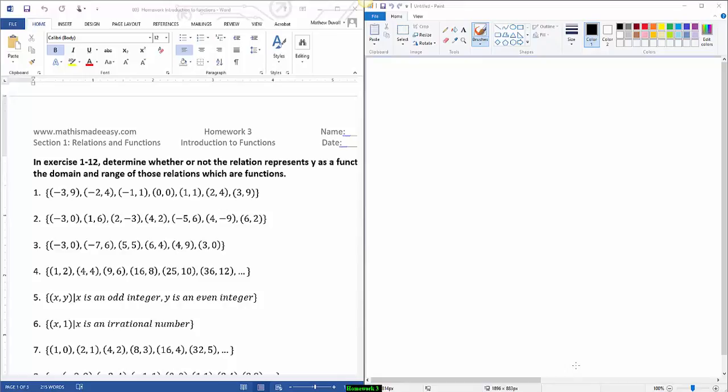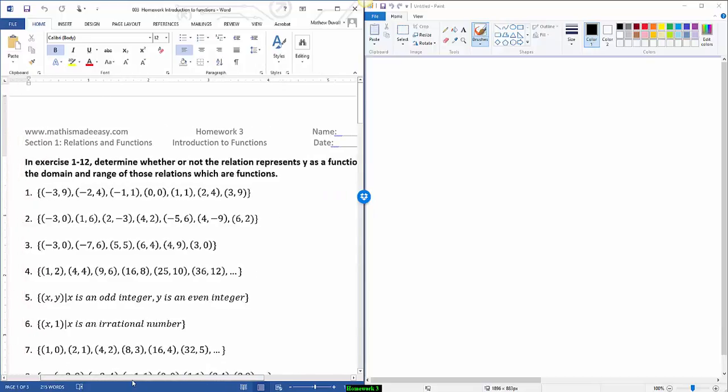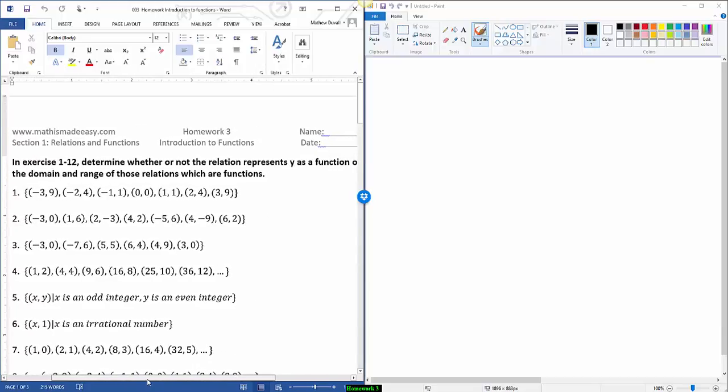Alright, so this is going to be homework helper number 3, and I'm going to be going through some of the problems from homework number 3. So this first section says, in exercises 1 through 12, determine whether or not the relation represents y as a function of x, and then find the domain and range of those relations which are functions. So let's just start off, why not?